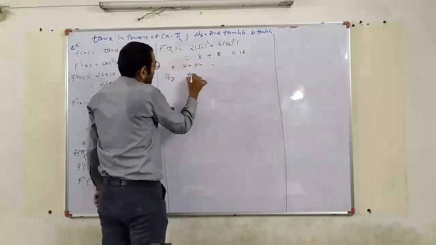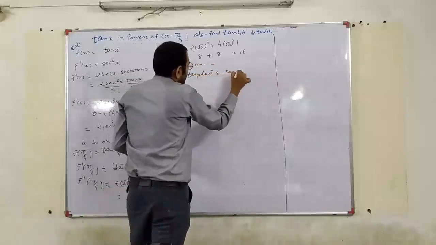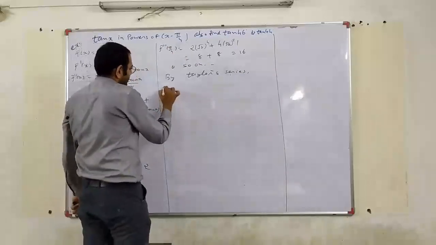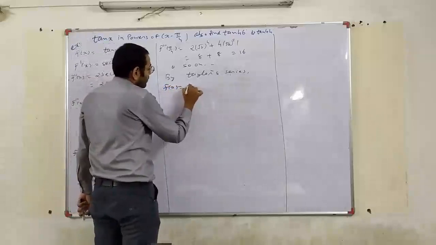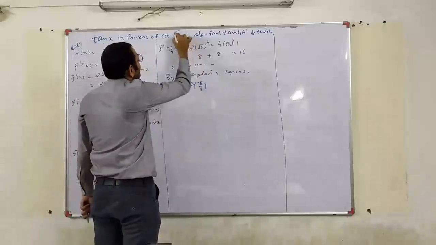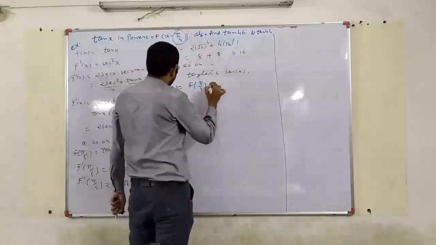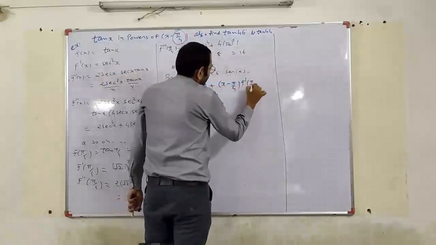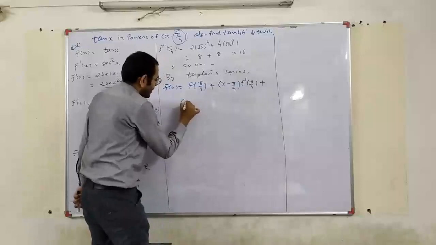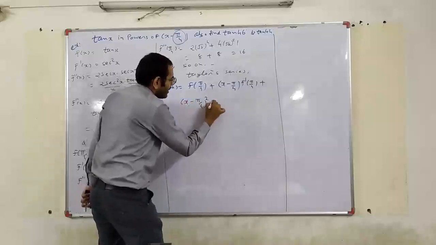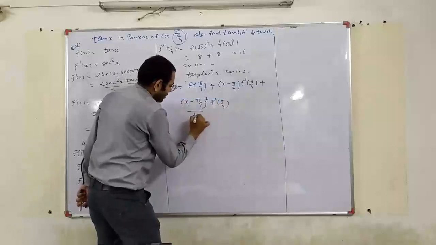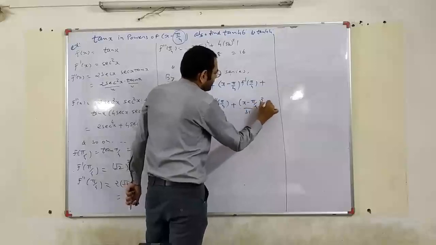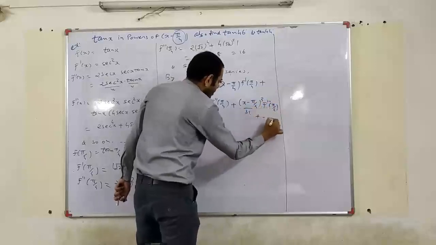Now by Taylor's series, substitute all these values in the equation of Taylor series. Then f of x equals f of pi by 4, because our position is pi by 4, plus (x minus pi by 4) f dash of pi by 4, plus (x minus pi by 4) whole square f double dash of pi by 4 by 2 factorial, plus (x minus pi by 4) raised to 3 by 3 factorial f triple dash of pi by 4, and so on.